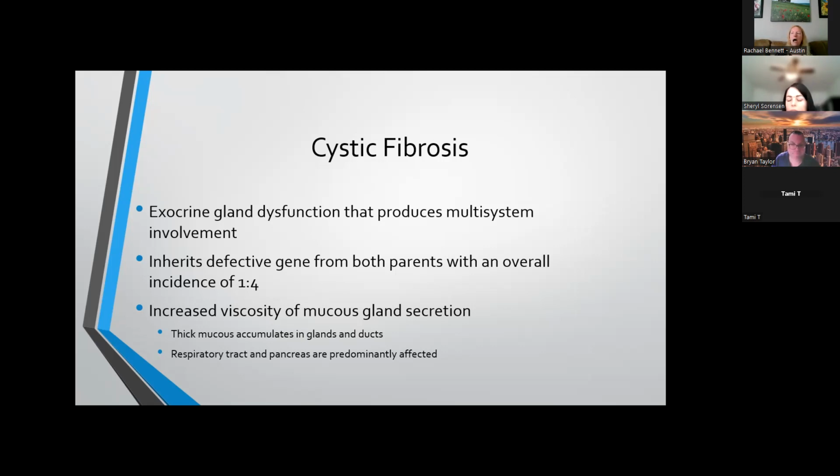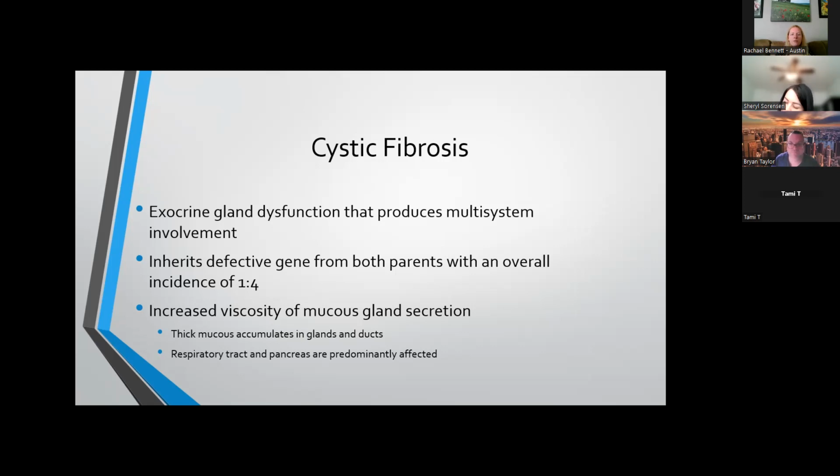All right. So this is a genetic disorder. That means that both parents have to have this. Both parents typically are carriers of cystic fibrosis. Those carriers come together, they produce a child that has cystic fibrosis. There's a 1 in 4 chance, if both parents are carriers, of that child getting the condition. What happens with this is we've got increased viscosity of mucus gland secretion. So it affects all 3 of those systems.